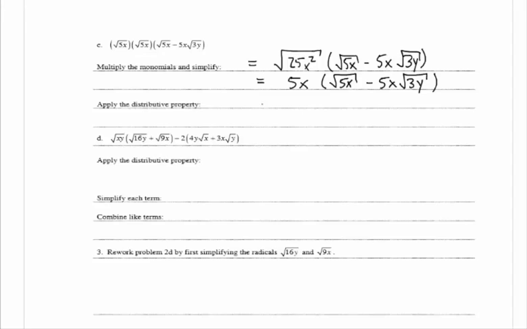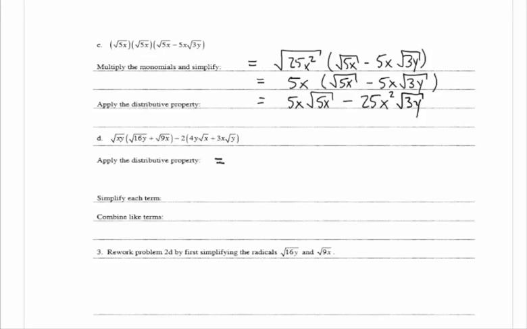And now we want to apply the distributive property. So we have 5x times the square root of 5x minus 5x times 5x is 25x squared times the square root of 3y. And in D, we have the square root of xy times the square root of 16y plus the square root of 9x, minus 2 times 4y square root of x plus 3x square root of y. And it wants us to apply the distributive property.